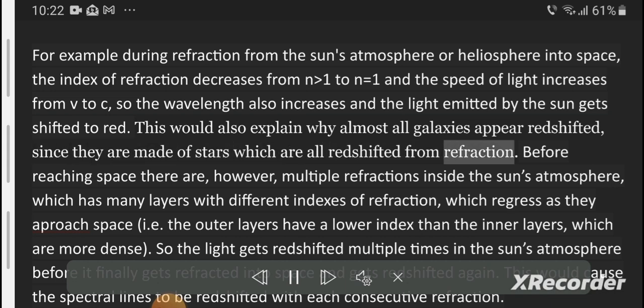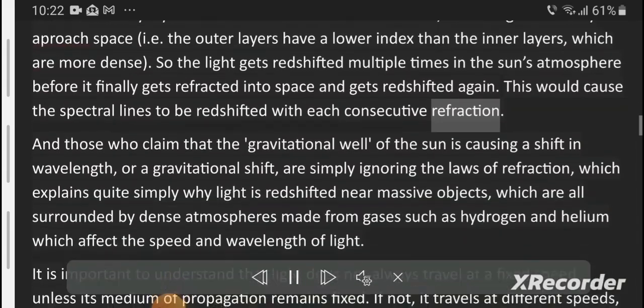from refraction. Before reaching space there are, however, multiple refractions inside the Sun's atmosphere, which has many layers with different indexes of refraction, which regress as they approach space, i.e. the outer layers have a lower index than the inner layers, which are more dense. So the light gets redshifted multiple times in the Sun's atmosphere before it finally gets refracted into space and gets redshifted again. This would cause the spectral lines to be redshifted with each consecutive refraction.